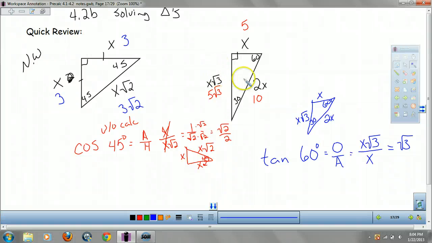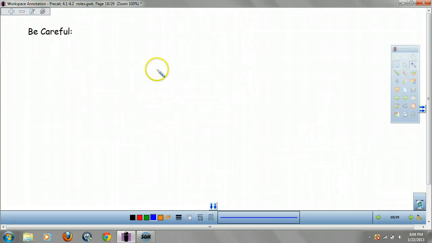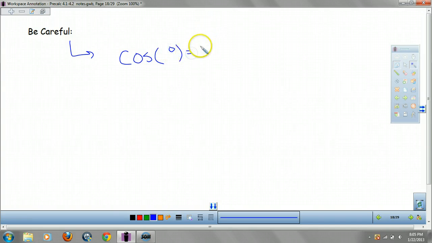Okay. 4 and onward. Be careful, guys. Here's what I mean. Cosine of an angle equals a ratio of sides. Side 1 over side 2. Okay? Cosine of an angle equals ratio of sides.